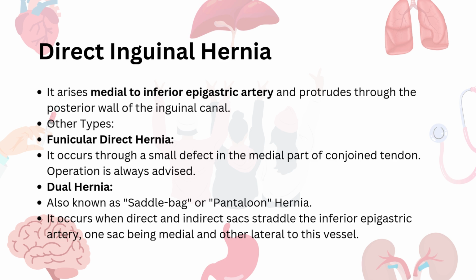Dual hernia is known as the saddle bag hernia or the pantaloon hernia. It occurs when the direct and indirect tracts straddle the inferior epigastric artery. Now, there is this structure which is called inferior epigastric artery. Medial to it is the direct inguinal hernia, and lateral to it is the indirect inguinal hernia. Both of these inguinal hernias are coming out and they are straddling the inferior epigastric artery, one sac being medial and the other sac being lateral to the vessel.